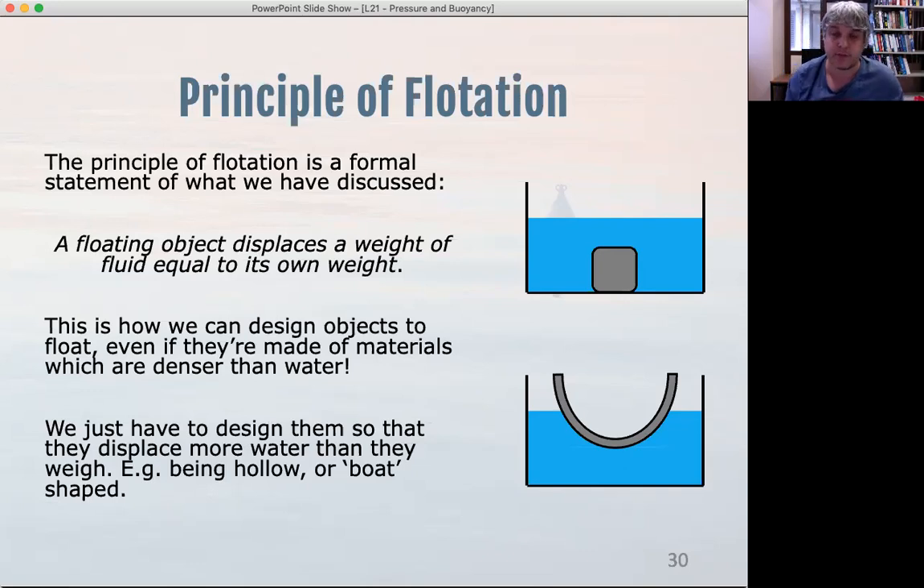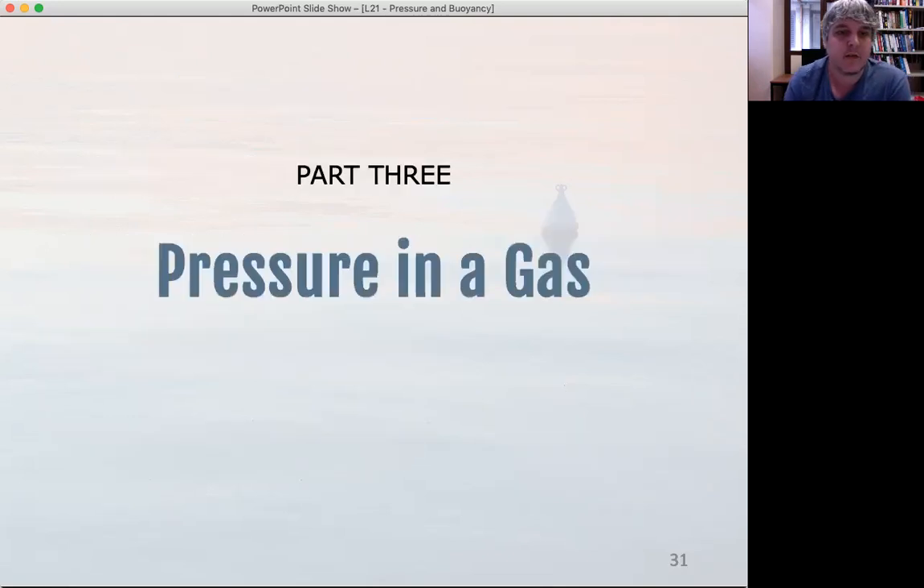So that's what the principle of flotation is. You have to somehow push enough water out of the way so that your buoyant force is equal to your weight force, and we can do that by manipulating things that would normally sink, like making a hollow shape out of something heavier than water. Heavier than water, as I just used that phrase, is the common language definition, meaning denser than water. When we say something's heavier than water, we mean it's more dense and it sinks. So steel is heavier than water in that sense. I should have said denser than water to be physics-y.